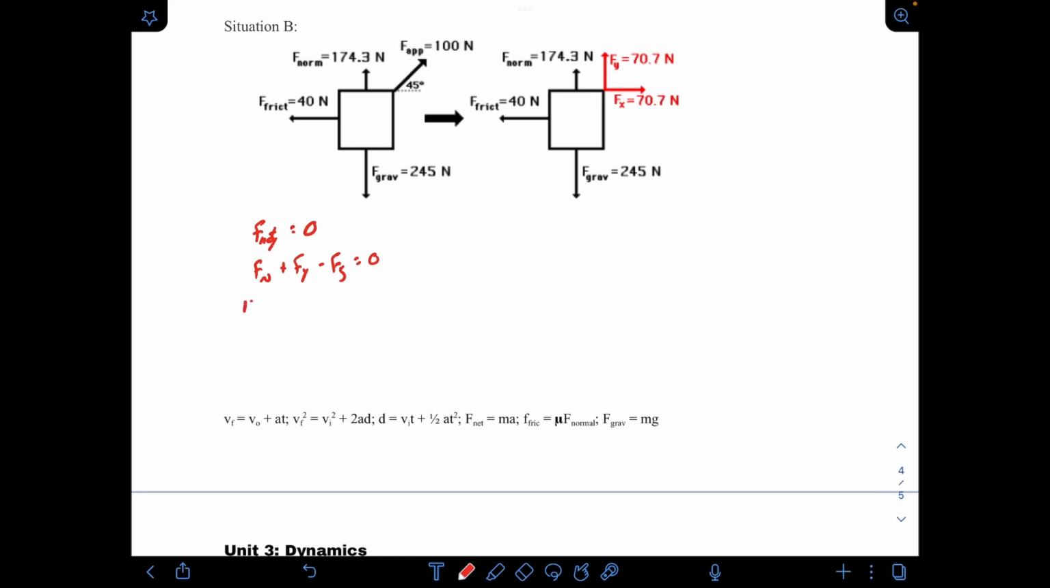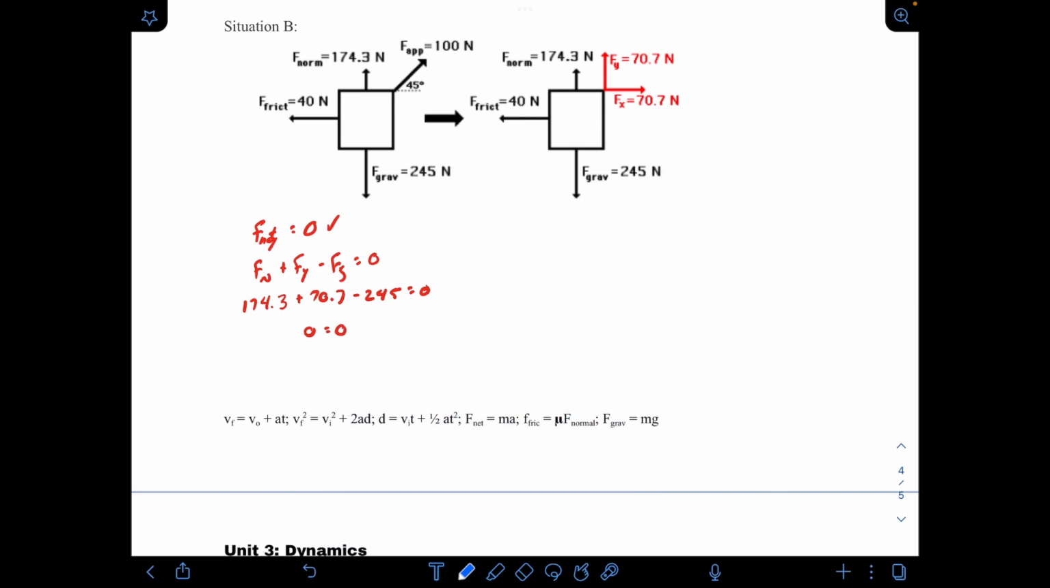And so it looks like the normal force is 174.3. The y direction is 70.7. And the gravity force is negative 245. So as you work through that, we should get 174.3 plus 70.7 minus 245. So we get 0 is equal to 0. So that's what we hoped for.